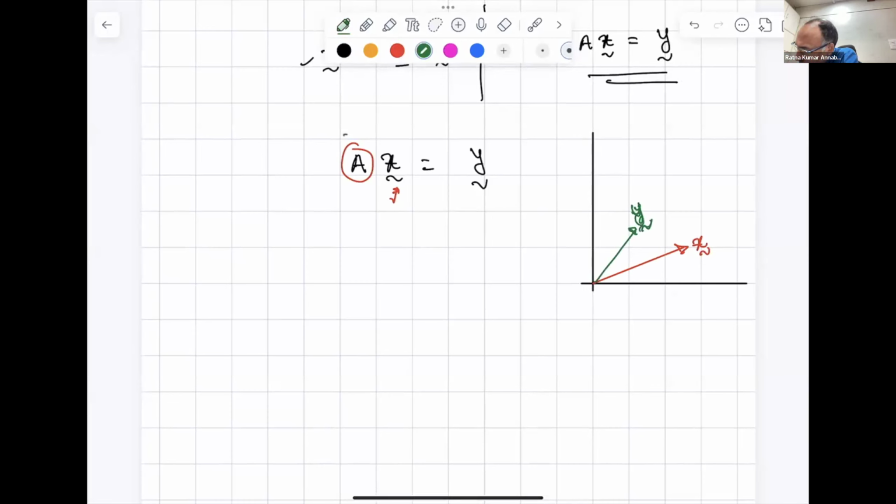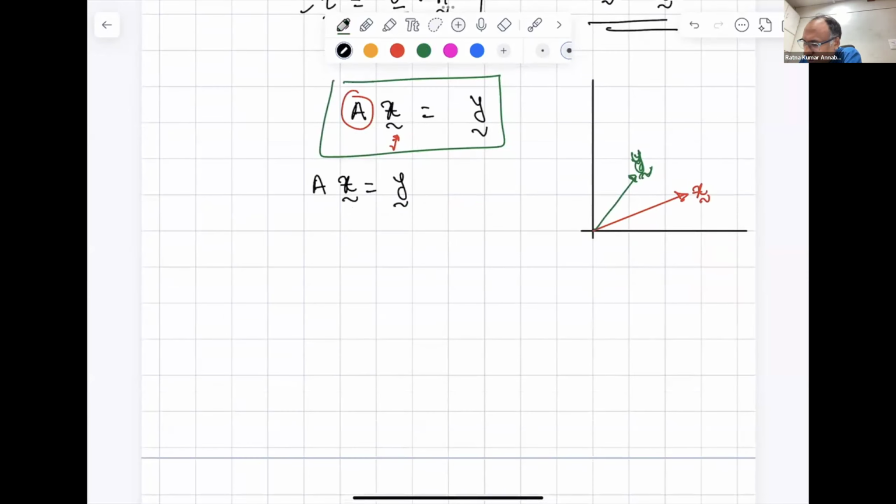And that is what this statement tells you. AX equal to Y means matrix A operating on a vector X to give me a new vector Y. It can be any new vector. All of you agree with that? Is this clear? Yes, sir. Yes, Professor.